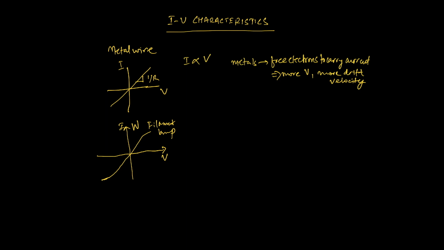At low currents, the filament is going to behave in the same way as the metal wire. But at higher currents, the temperature increases to around 1500 degrees Celsius, and the vibrations of the ions in the crystal lattice increase. They present a larger collision cross-section and reduce the drift velocity of the electrons. That is what essentially increases the resistance of this filament lamp at higher currents.